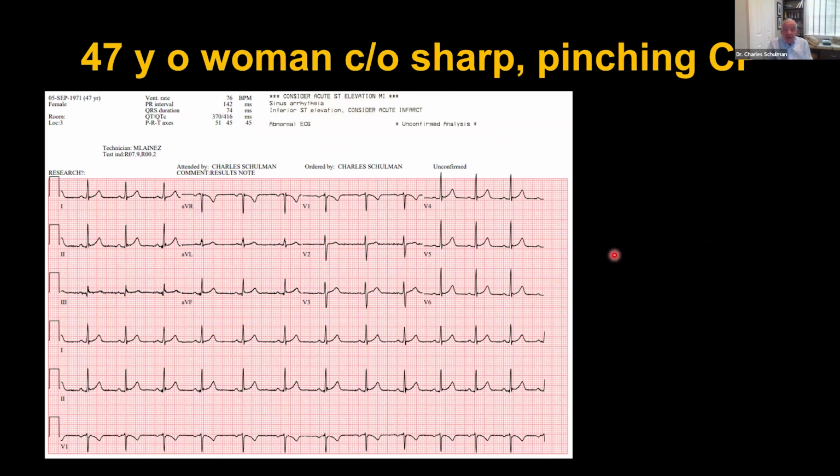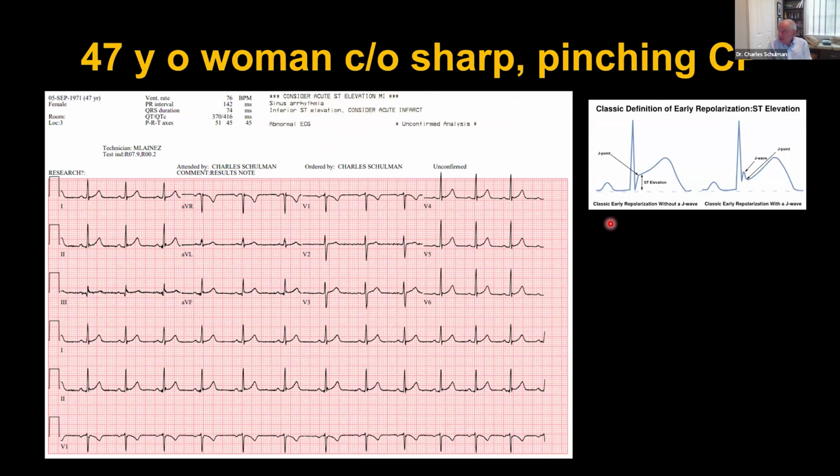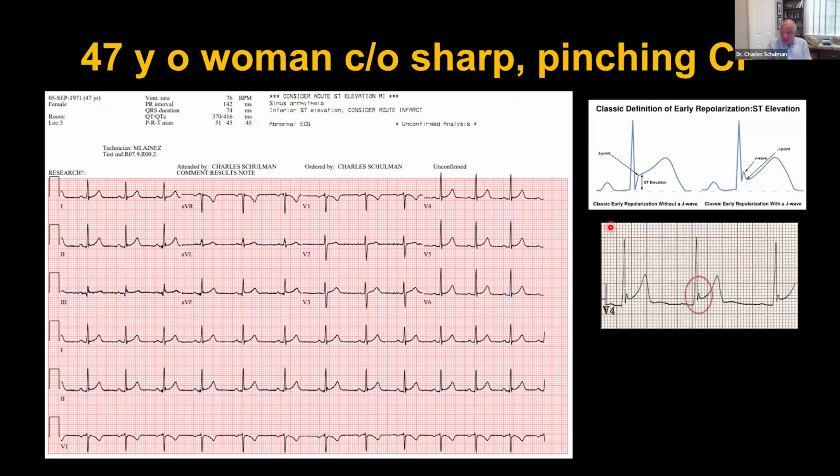What's she got? What do you think she has? She has the early repolarization abnormality, which may have a J point elevation, and it has what I call a dipsy doodle at the end of the QRS, a J wave. It's hard to see on this particular tracing, but this illustrates what I'm talking about.